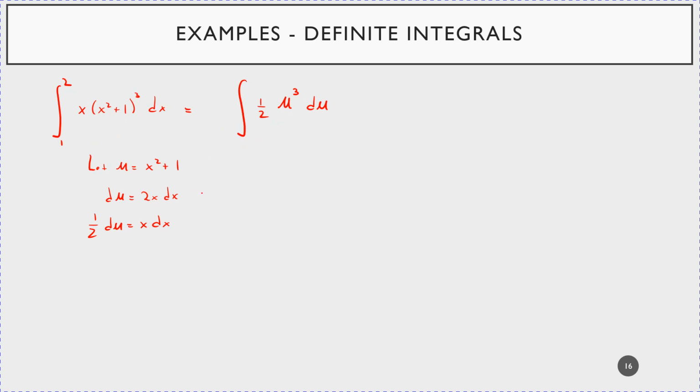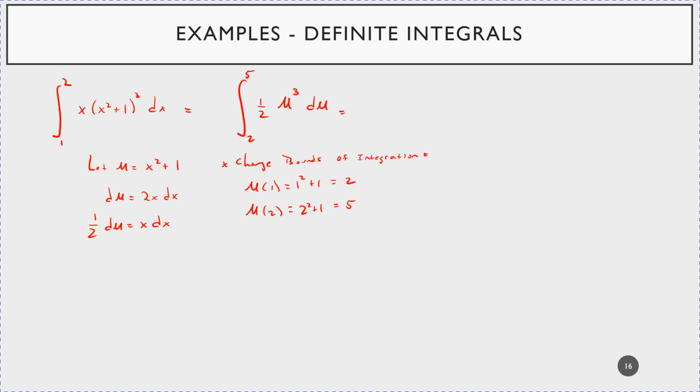And then look, let's change our bounds of integration. So u of 1, well, that's 1 squared plus 1 because I'm plugging in 1 for x. That's 2. And then u of 2, well, that's 2 squared plus 1, which is 5. So I'm now integrating, instead of from 1 to 2 dx, from 2 to 5 with a du.